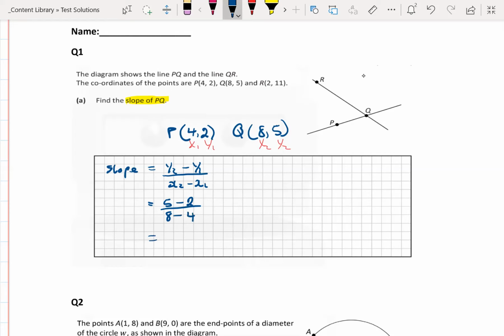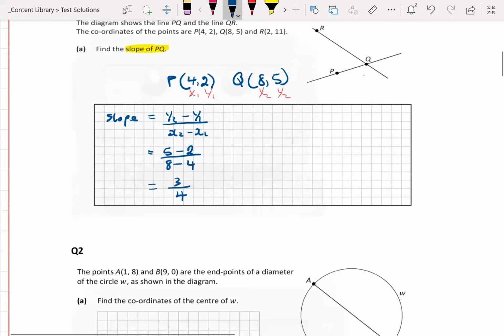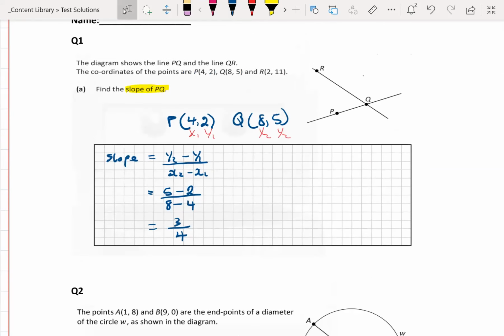Do the top line, we're left with 3. The bottom line, we're left with 4. And that's our slope. Someone asked me yesterday, can you get a fraction as your slope? You can, of course, and actually, more often than not, you do. And that was question 1A. Nice easy start to it. Probably 10 marks going for that. I haven't done out the marking scheme just yet for that, but I'll write it in later.